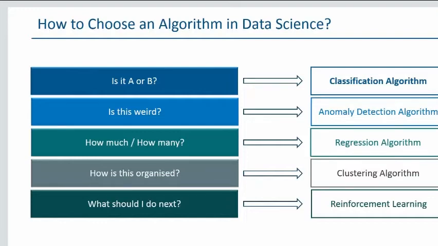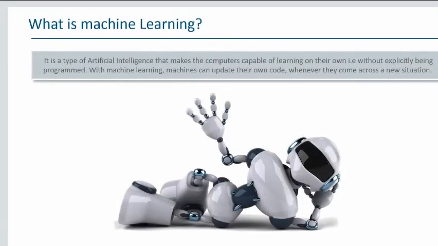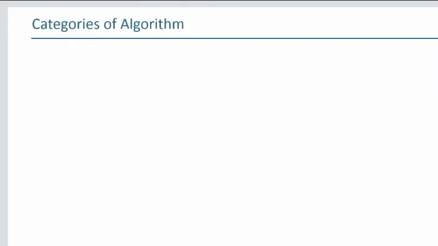Now the algorithms that we learned involve a common learning practice, right? So we are making a machine learn. So this is called machine learning. It's a type of artificial intelligence that makes computers capable of learning on their own, that is, without explicitly being programmed. With machine learning, machines can update their own code whenever they come across a new situation. Now, all this learning can be divided further into categories.